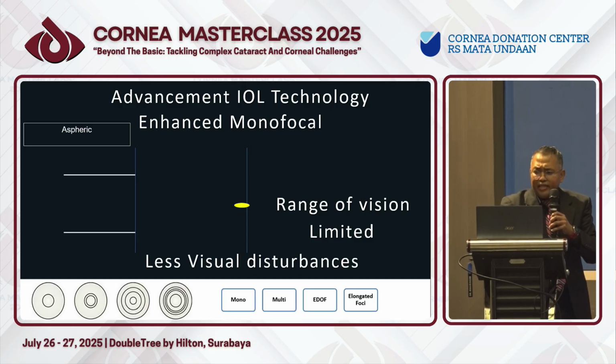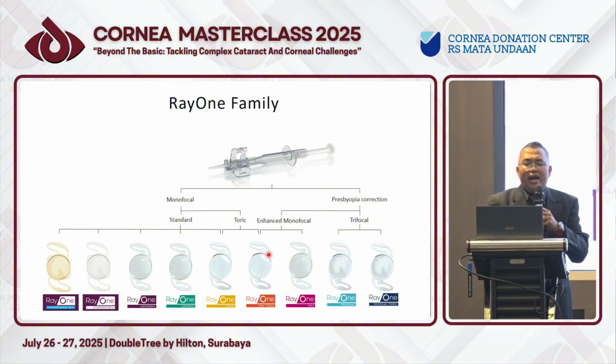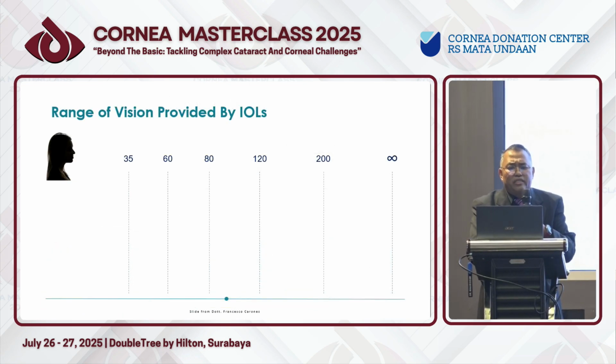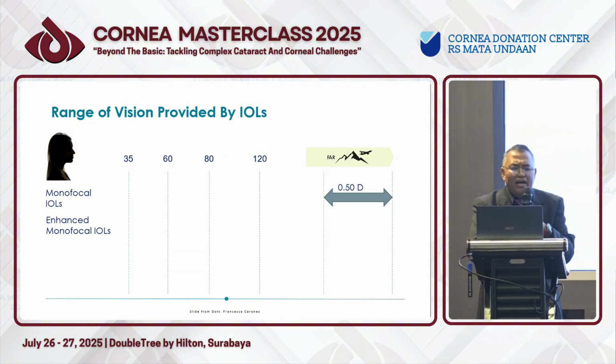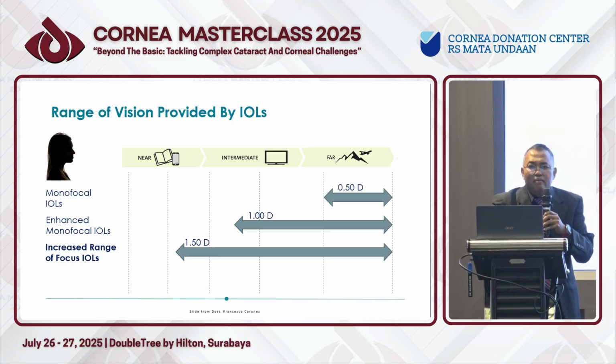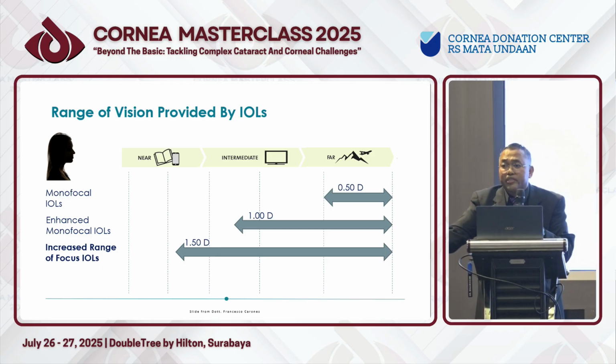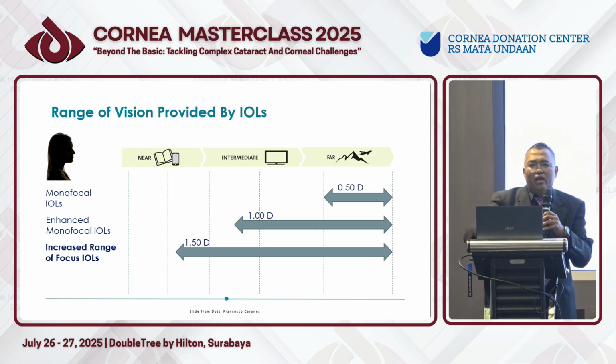Now, in the Ray 1 family, you start to have this enhanced monofocal. Somebody said monofocal plus. Some said extended depth of vision, because you basically try to extend. But is it enough? If you look at what the patient sees, you can see the limitations of any of the technology. Monofocal, you have that, then enhanced monofocal, you have that, and after that, you have this increased range of focus. But none of them can give you a trifocal type, because trifocal can give you far, near, and intermediate, very clear, but it comes with the trade-off. You have dysphotopsia, you have visual disturbances.